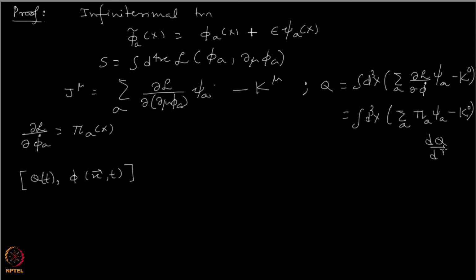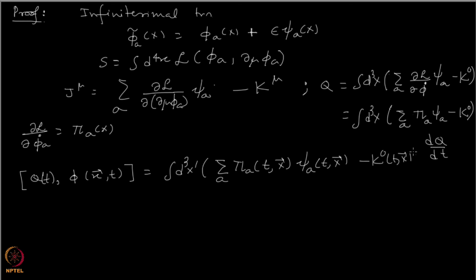We have shown that dQ/dt is zero. So, you can choose whatever time you like, and this is useful because then I can use equal time commutation relations. Okay. So, I have integral d cube x prime, using a dummy variable here, summation over a, pi a of t x prime. So, this time is same as here. Then I have psi a of t x minus k 0 of t x prime. Okay. So, that is what I get.